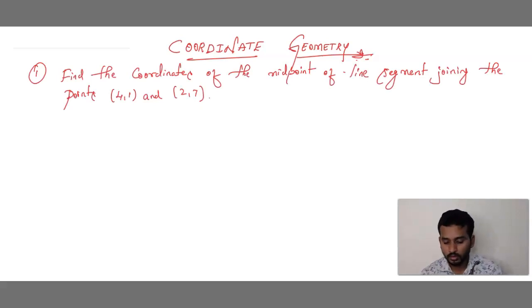First question. Find the coordinates of the midpoint of the line segment joining the points (4, 1) and (2, 7). See children, in this you have to notice one thing which is very important. What is the question here? Find the coordinates. Of whom? Of the midpoint. Remember this. It means we have to use the midpoint formula.